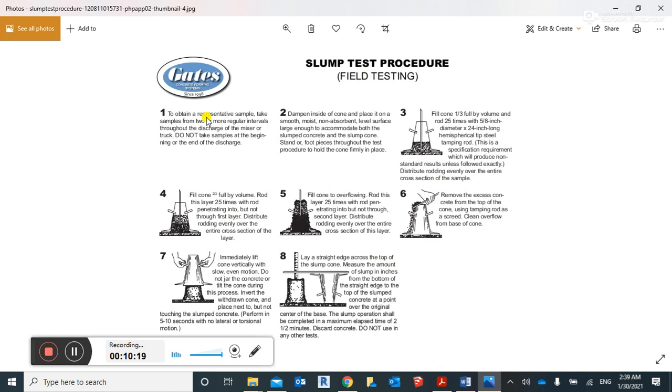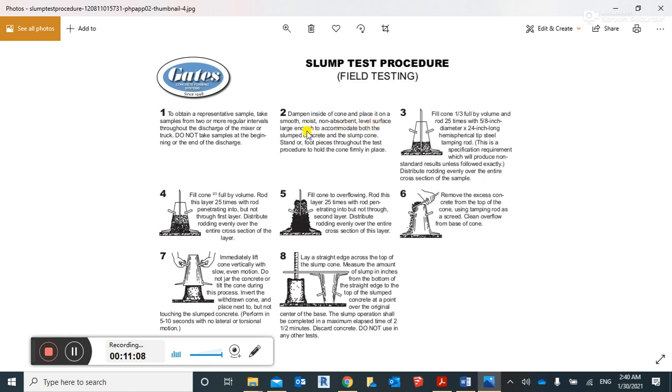To obtain a representative sample, take a sample at two or more regular intervals throughout the discharge of the mixer or truck. Do not take samples at the beginning or at the end of the discharge. We should take at the middle and should not take at the beginning and the end. We should take at the middle two to three times on each batch of concrete or truck.